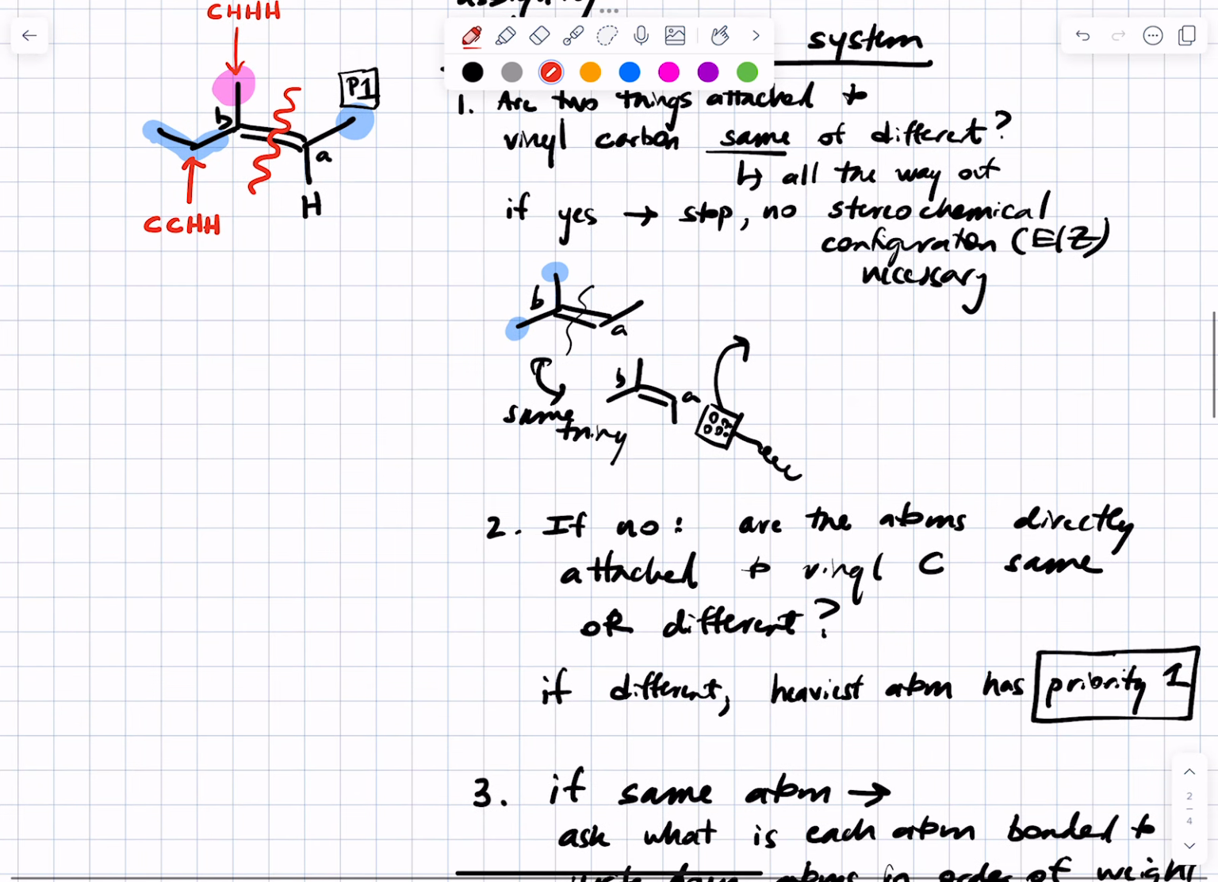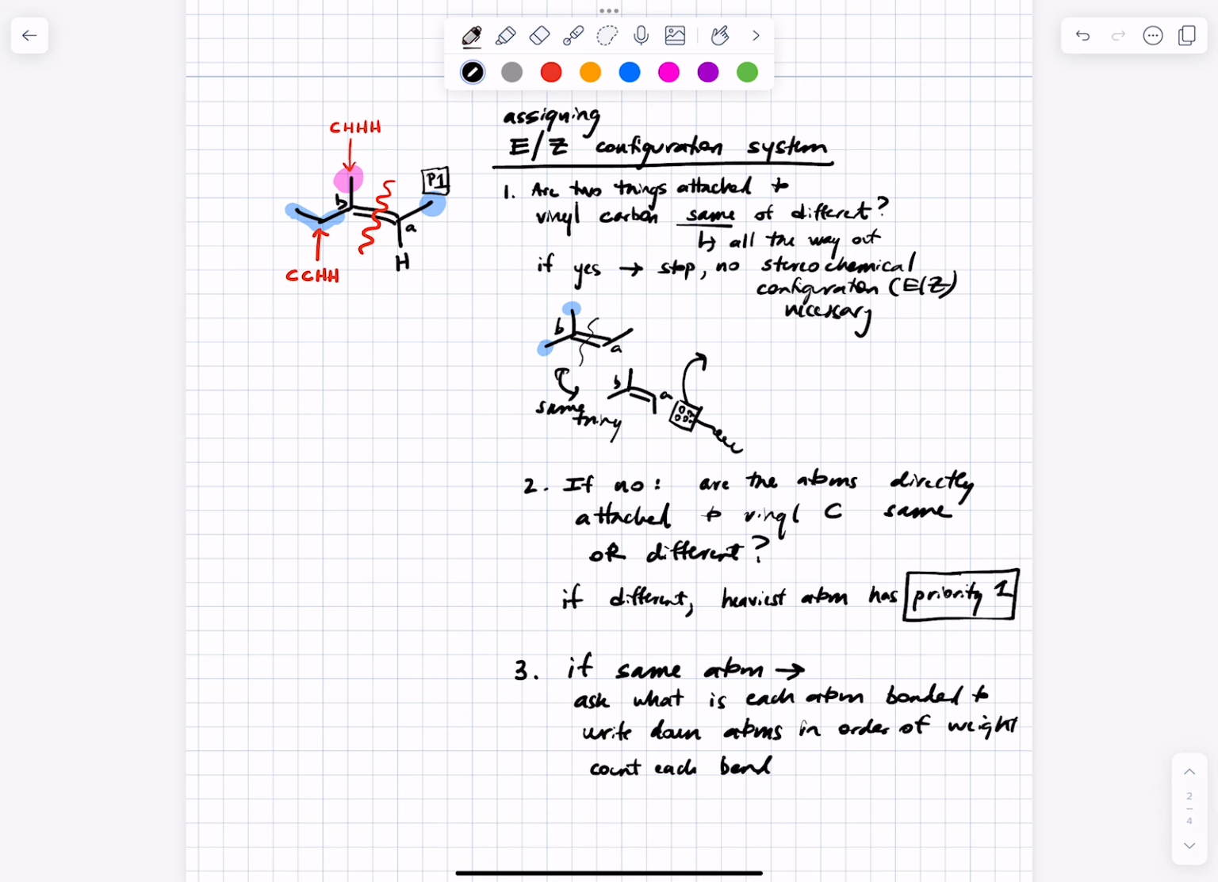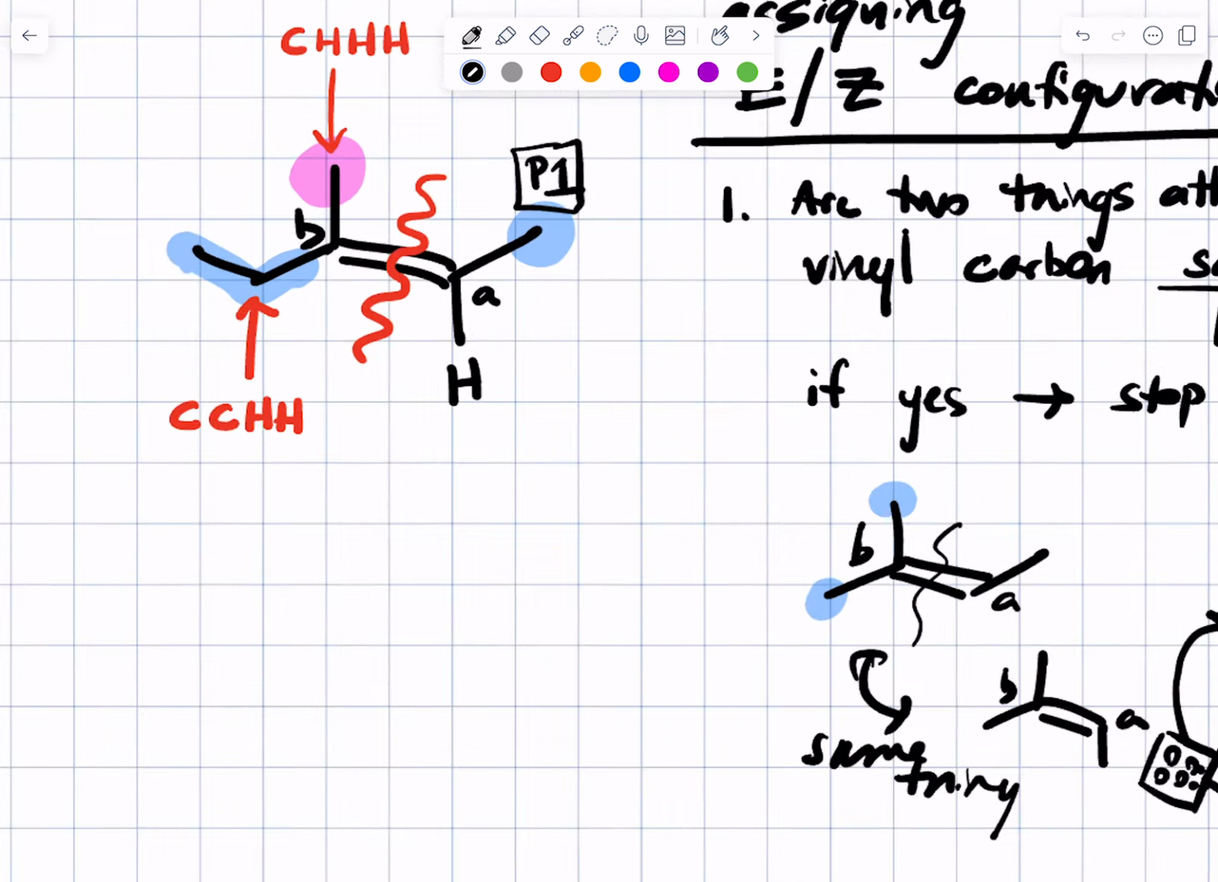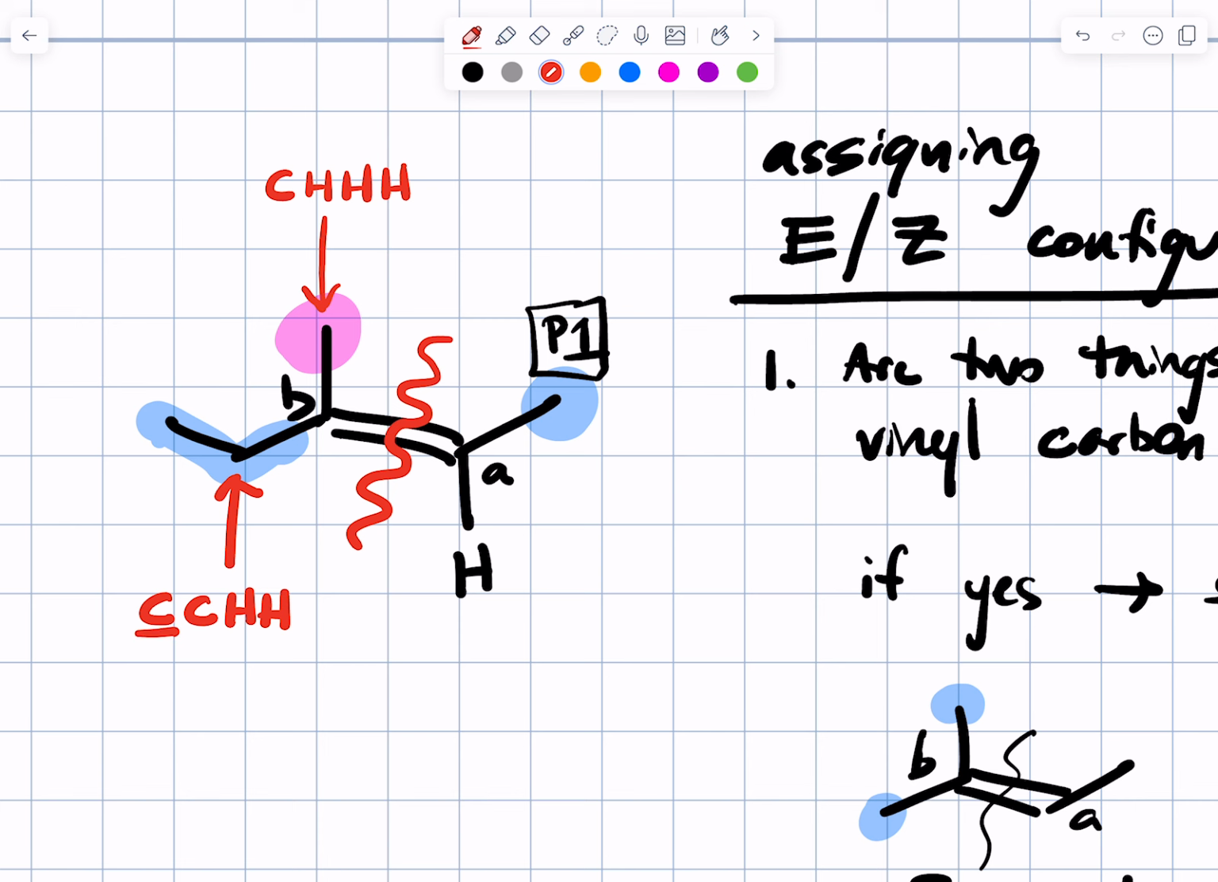Okay? Once you've done that, writing down, then you compare the lists atom by atom, and heaviest atom wins. So, comparing the lists, carbon versus carbon, that is a tie. Go to the next one. Carbon versus hydrogen. Carbon wins. Therefore, winner takes all. This is the priority group 1.